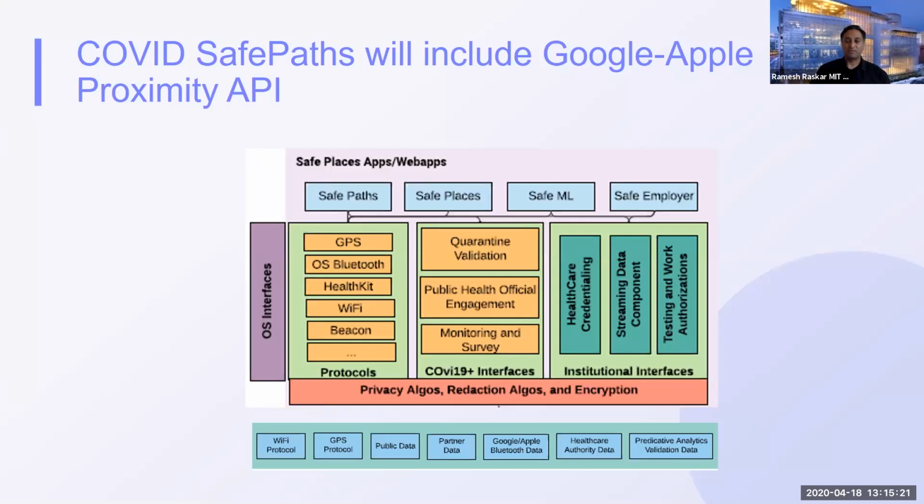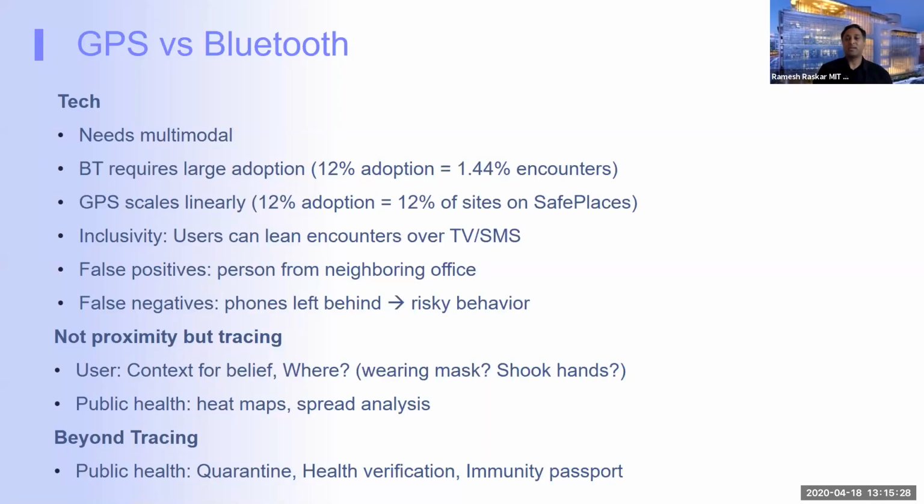So of course, SafePaths will integrate all the solutions, these APIs and all the other APIs being released in different domains. But it's worth spending a few minutes thinking about the difference between GPS and Bluetooth. First, unlike GPS, Bluetooth requires massive adoption for it to be effective at all. In Singapore, for example, TraceTogether has an adoption of 12%, and the square of 12 is 1.44%. That means that only 1.44% of the encounters are being recorded by TraceTogether. GPS, on the other hand, scales linearly because if there's a 12% adoption, 12% of the hotspots are being discovered by public health officials.